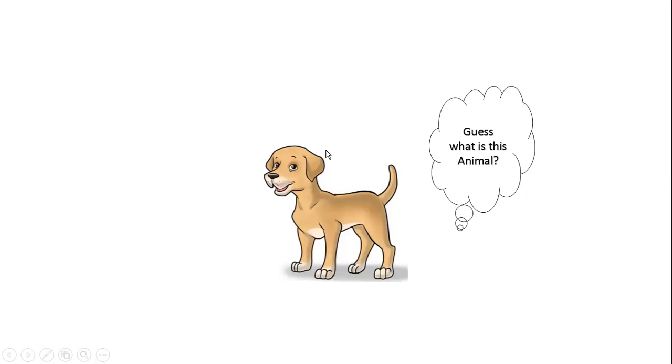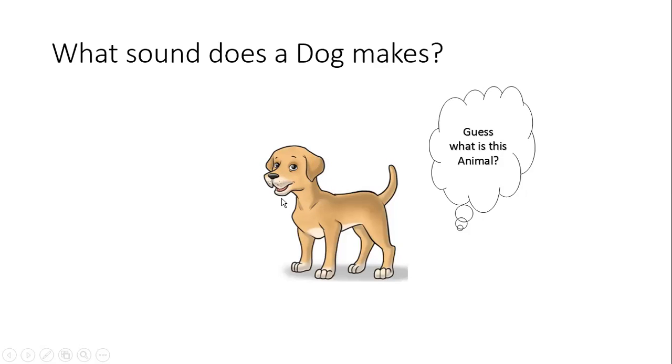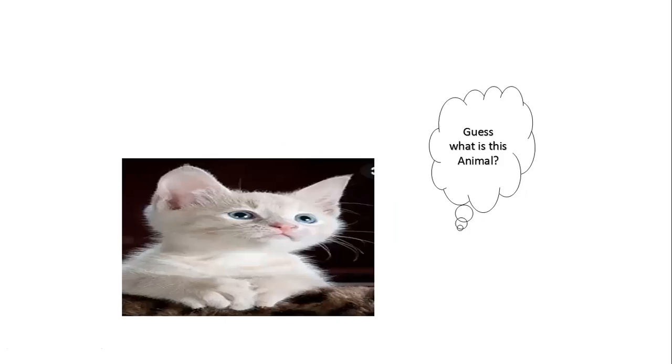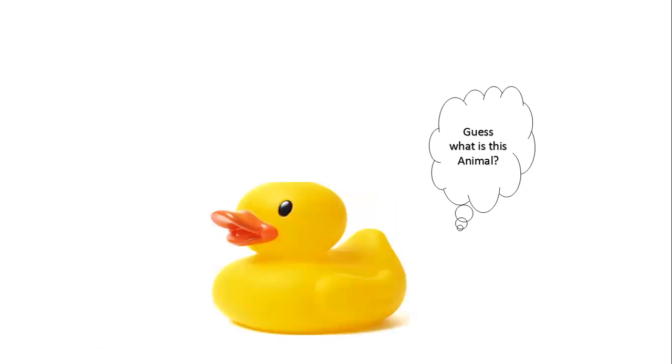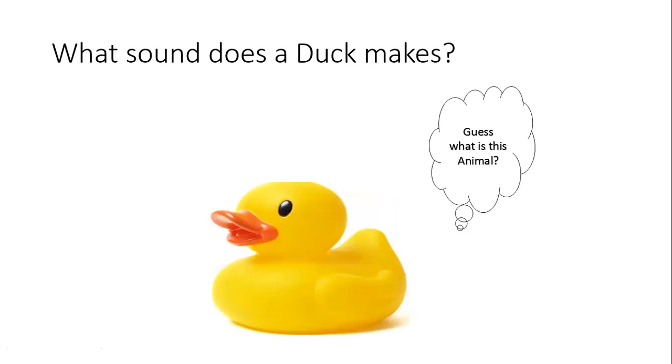When you see this animal, what is this animal? Dog. What sound does a dog make? Does it make boo, boo, boo? No, it makes bow, bow, bow. Guess what this animal is? Cat, right? What sound does a cat make? Meow, meow. What is this bird? Duck. What sound does a duck make? Quack, quack, quack.